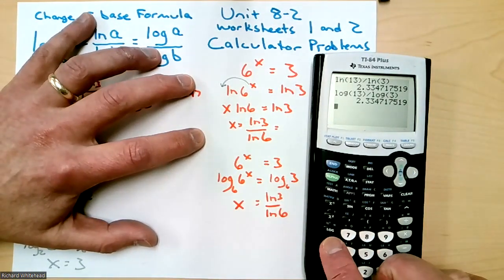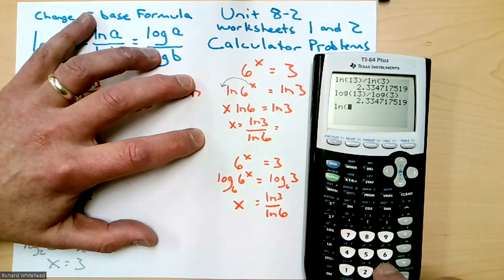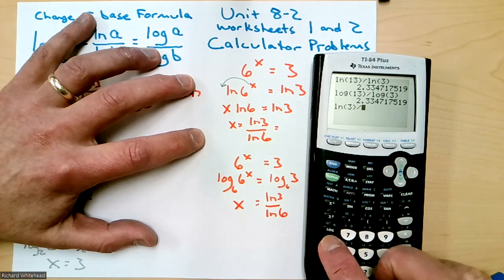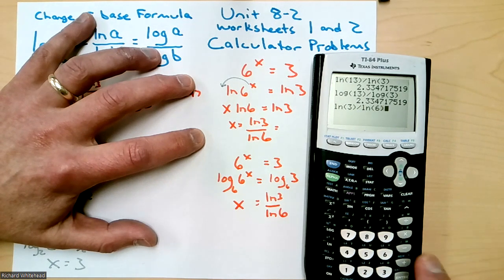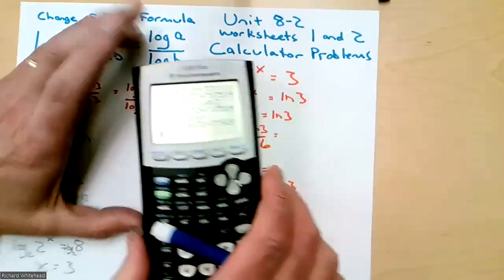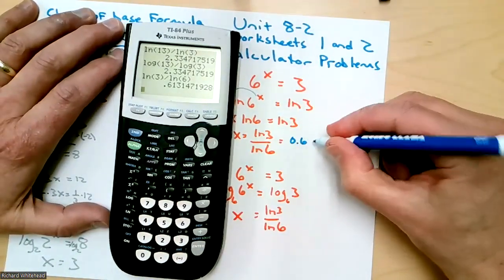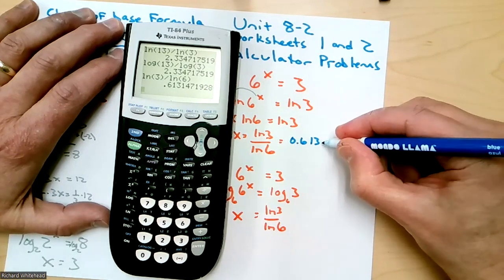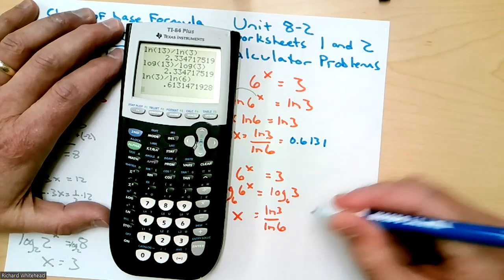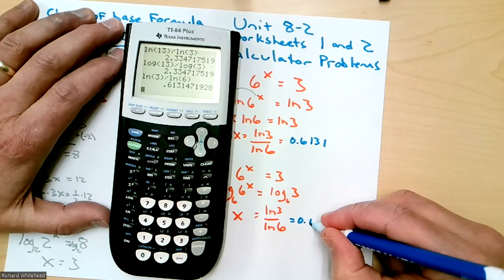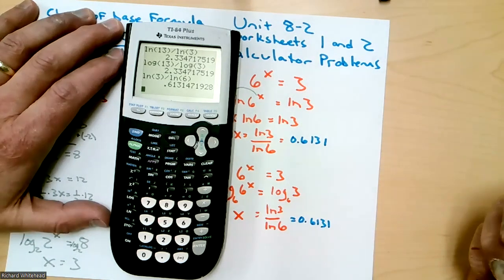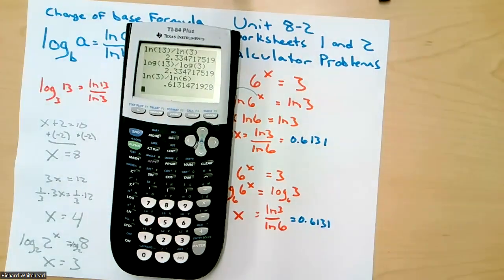So we would have ln 3 divided by ln 6. So our answer ends up being 0.6131, because some of these are asking for the ten-thousandths place.